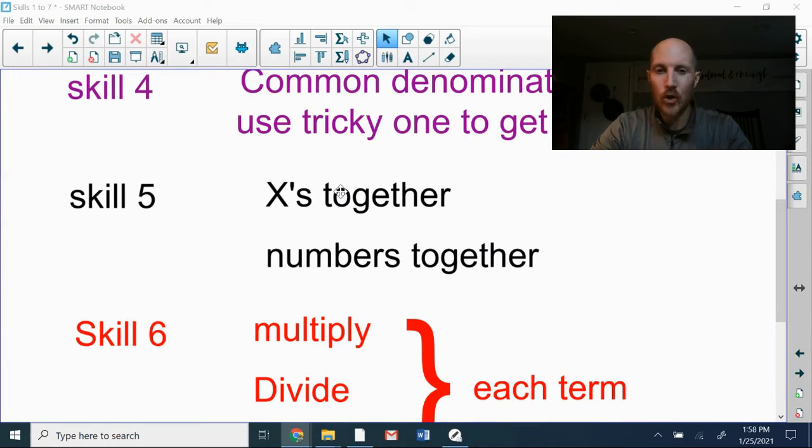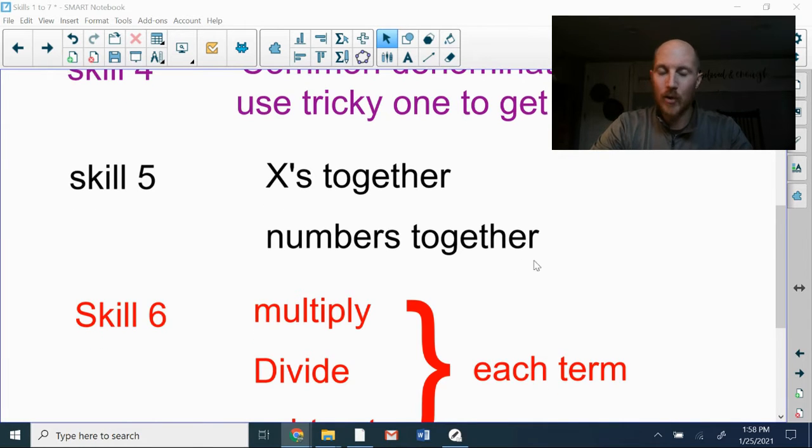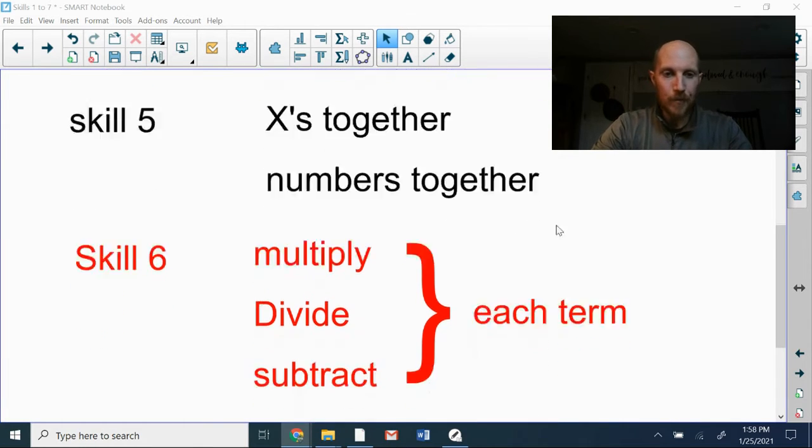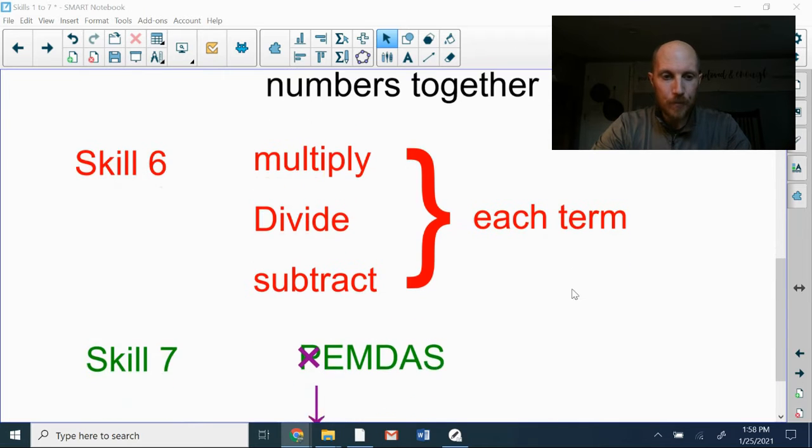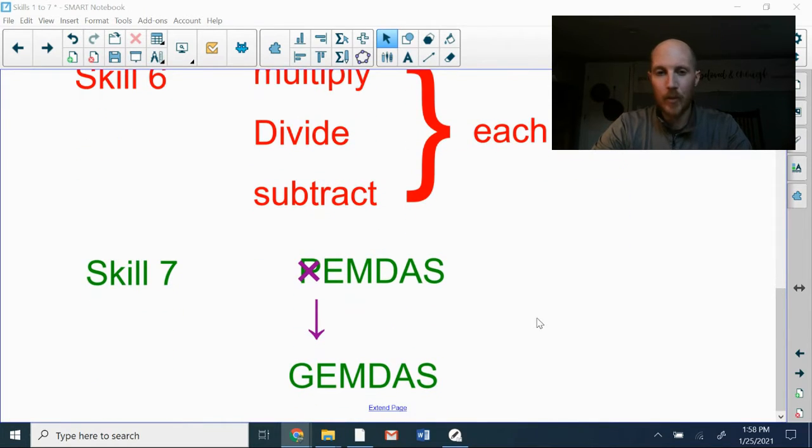Skill 5, combining like terms. We want to get the x terms together and the number terms together. We don't combine the x's and the numbers. Skill 6, distribution. Multiply each term if we're multiplying. Divide each of the terms in the problem if we're dividing, or subtract each of the terms in the problem if there's subtraction involved.